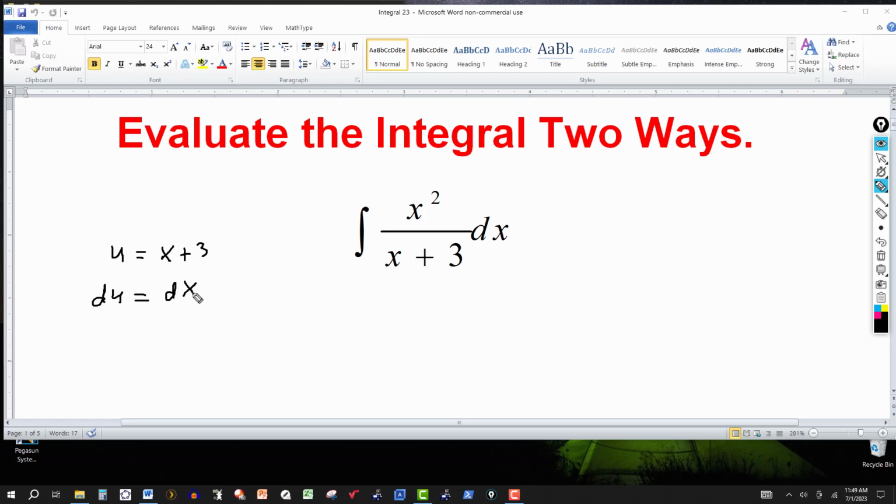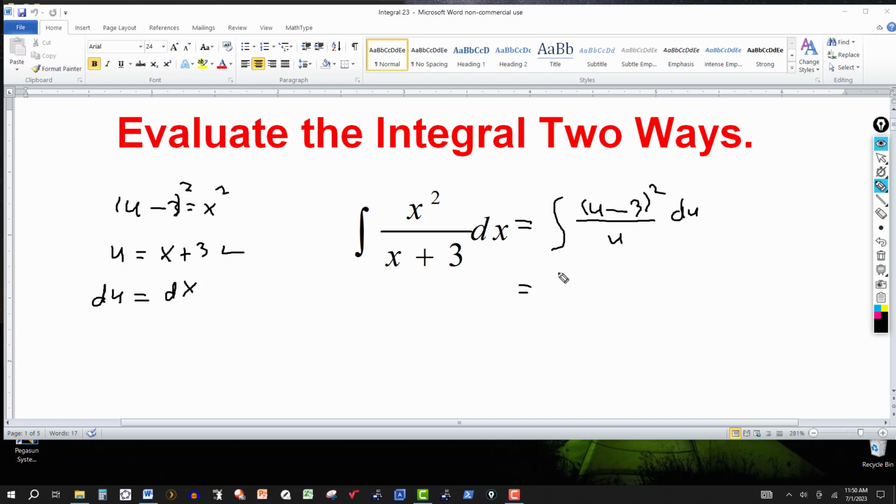And then we need to transform everything in terms of u. So obviously x plus 3 will be u, and then we have an x, but we need it in terms of u, so let's do it this way. If we solve this right here for x, take the 3 over, u minus 3 is equal to x. So now we can do this. Integral of, and x squared can be replaced by, square both sides here, u minus 3 squared. x plus 3, that's u, and dx is du.